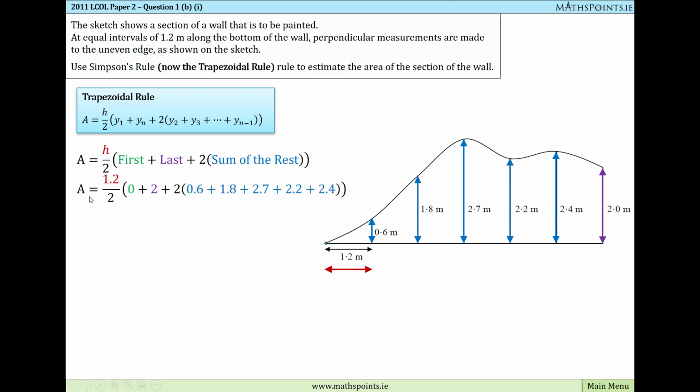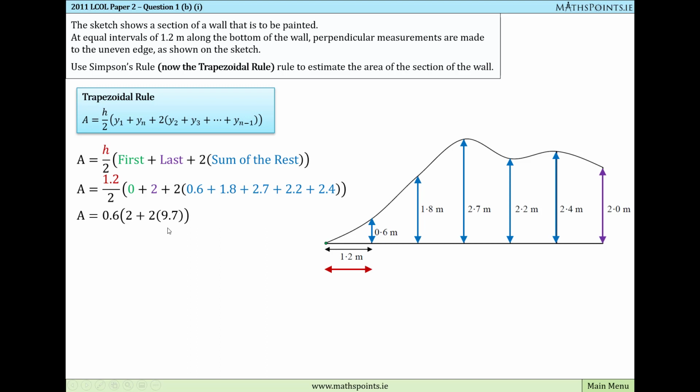So we get that the area is equal to the interval 1.2 over 2 on the first height 0 plus the last height 2 plus 2 times the sum of the rest of the heights 0.6 plus 1.8 plus 2.7 plus 2.2 plus 2.4. So 1.2 divided by 2 is 0.6, 0 plus 2 is 2, and then the sum of the rest of the heights is 9.7.